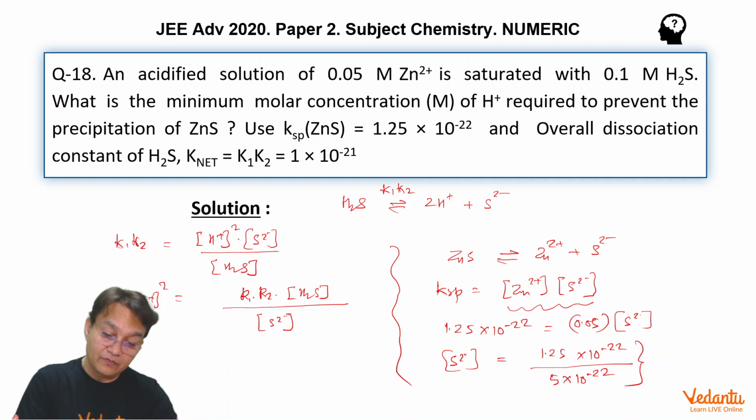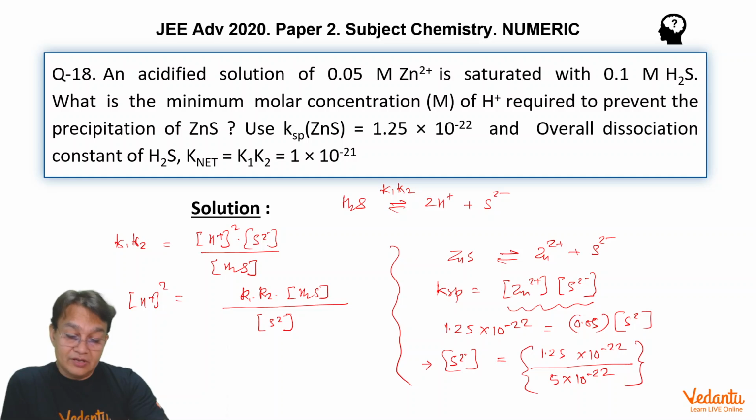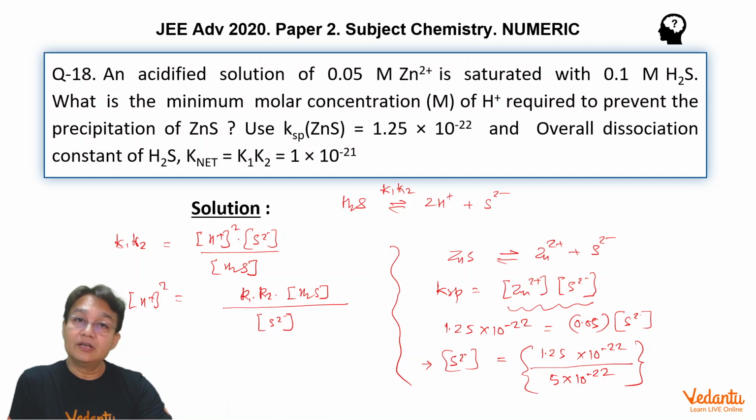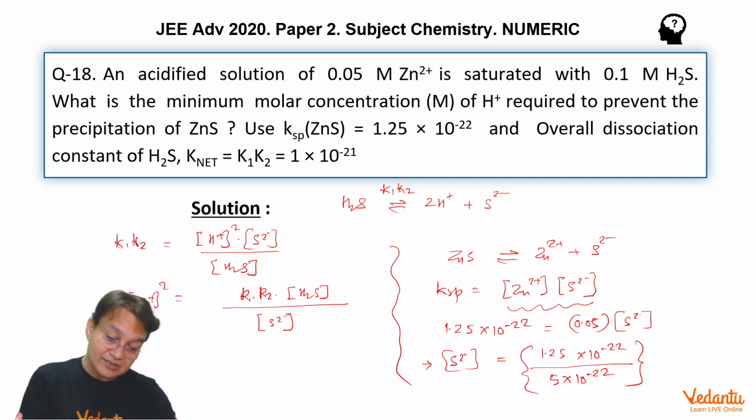Before we move ahead, what is this concentration? Now, if the S2- concentration is this or less than this, the Zn2+ will not precipitate. Zn2+ will not make a precipitate of ZnS. So we have to keep the concentration of S2- at this or less than this. And to make the concentration of S2- this or less than this, we need to find the H+ ion concentration, which is going to control it.